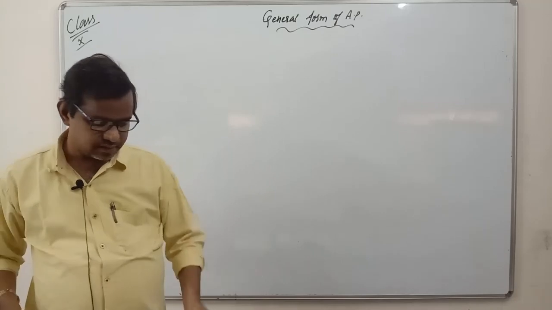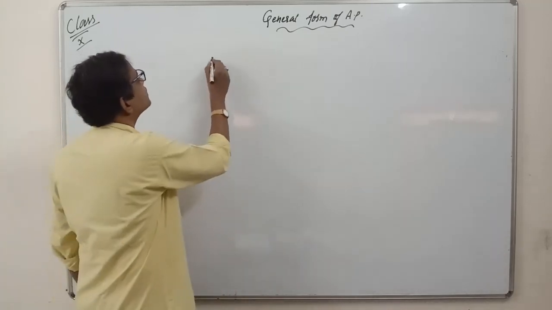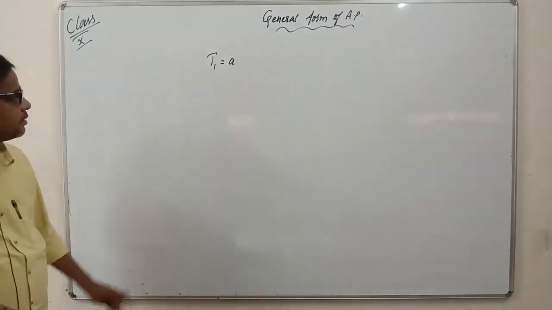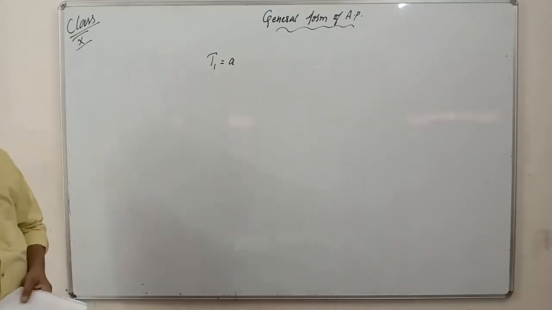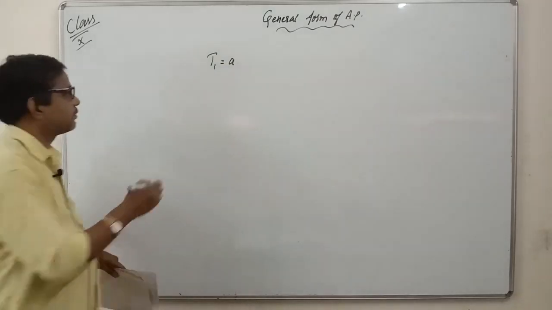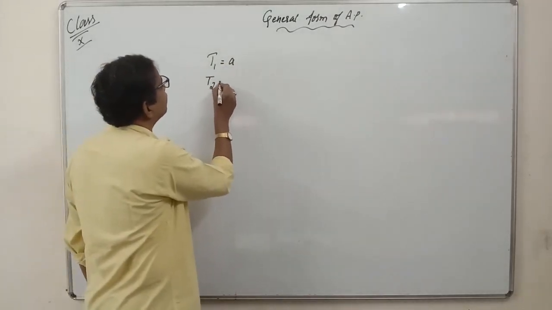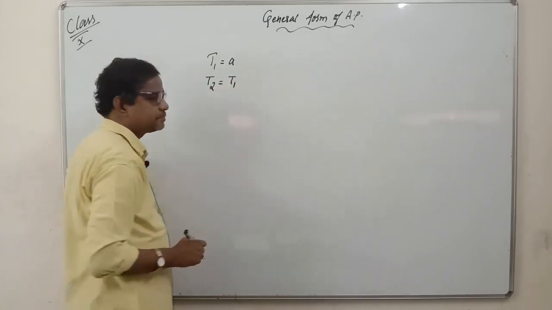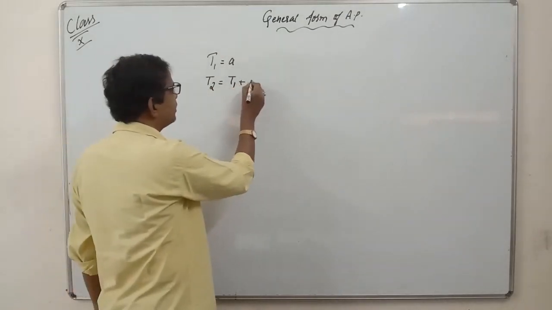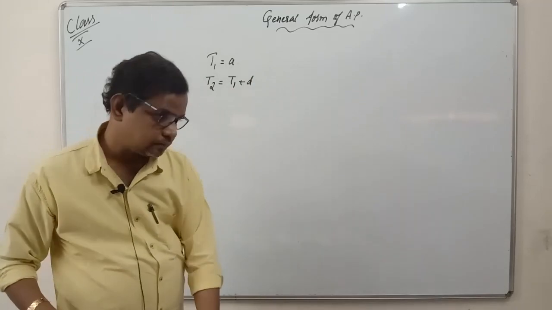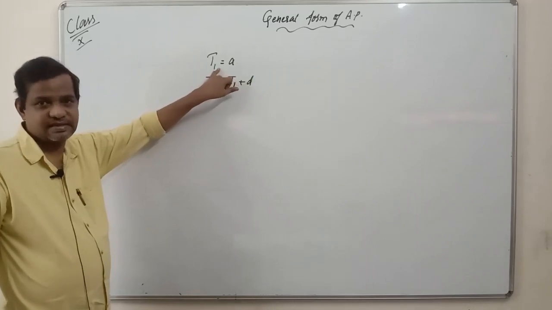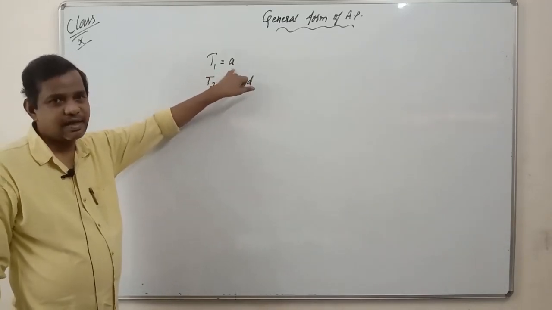For example, if you take the first term T1 equals A, you can observe here that T1 equals A, and T2 equals T1 plus d. Why T1? I told you what T1 is: T1 is the first term. So A is the first term.